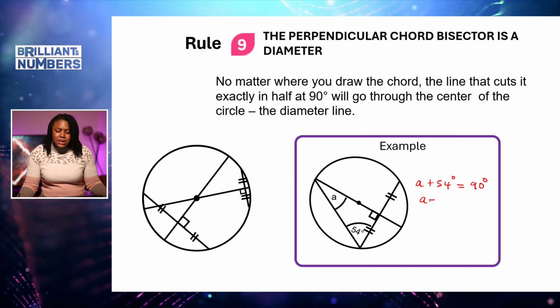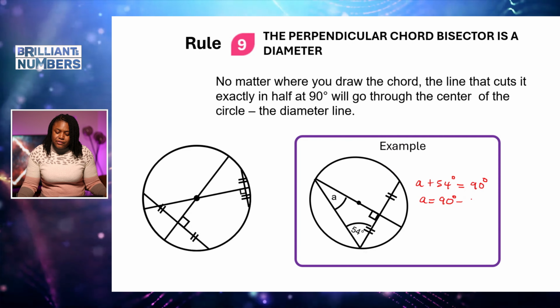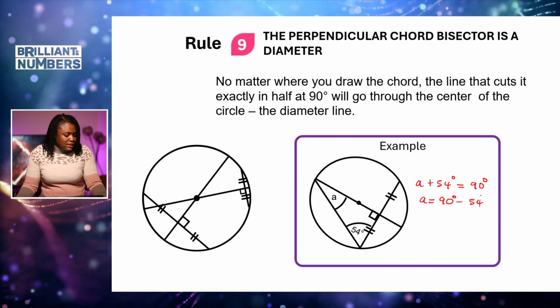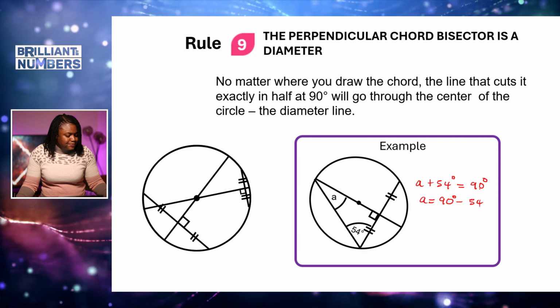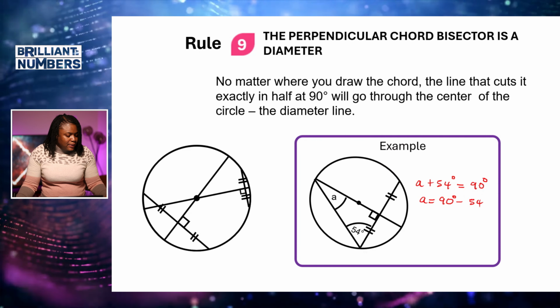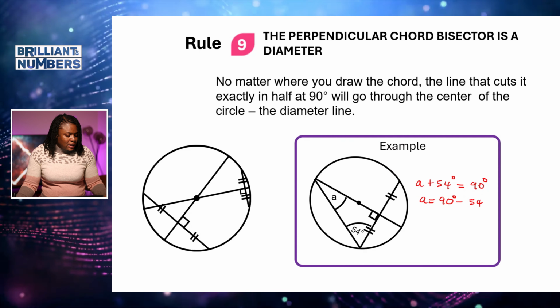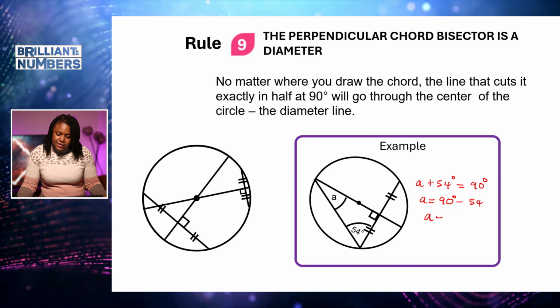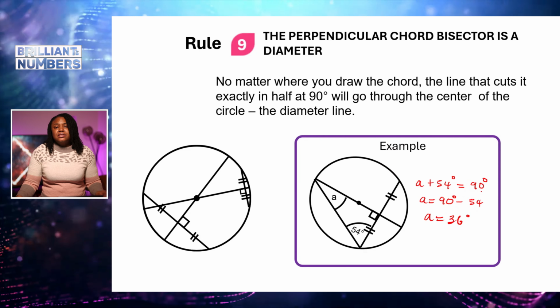So A then will be equal to 90 take away 54. So I'm just putting that in my calculator as well. I'm just going to do 90 take away 54, and that gives me 36. So A is equal to 36 degrees. Very, very simple one there. So I won't have to do another example. We just know once two lines are perpendicular, the angle formed is 90 degrees.